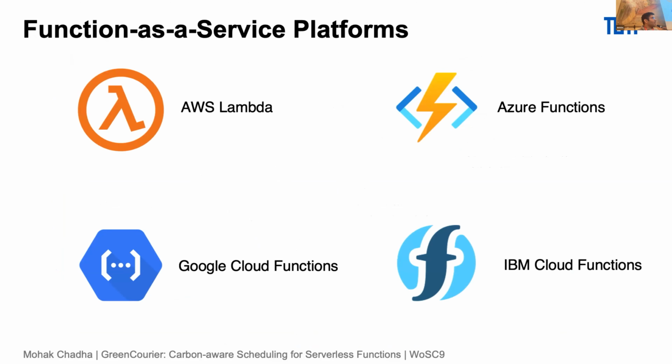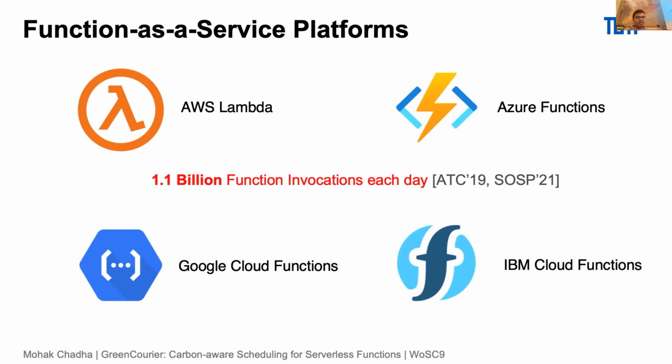If you look at some prominent examples of FaaS platforms today, right? So AWS Lambda, Google Cloud Functions, Azure Functions, and IBM Cloud Functions. And typically, these cloud providers receive around 1.1 billion function invocations each day.